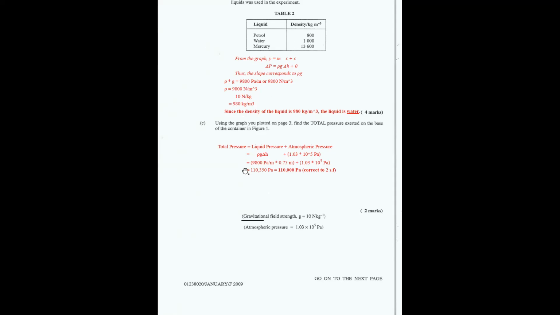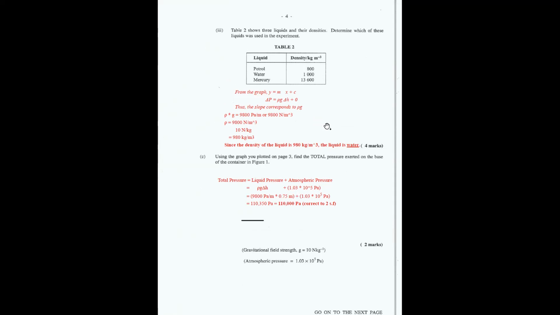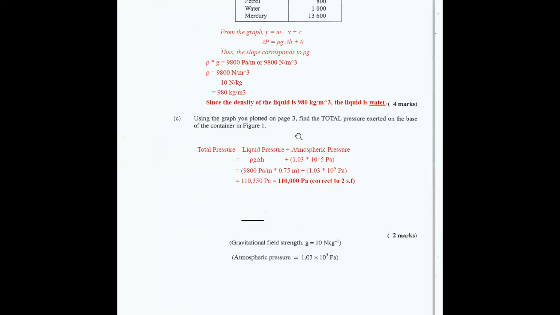Next question. Right, so next question says, using the graph you plotted on page 3, find the total pressure exerted on the base of the container. Right. Now, the total pressure, we have to include atmospheric pressure because the container was open to the atmosphere.